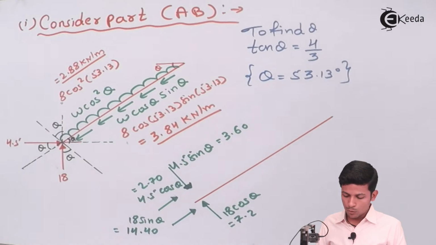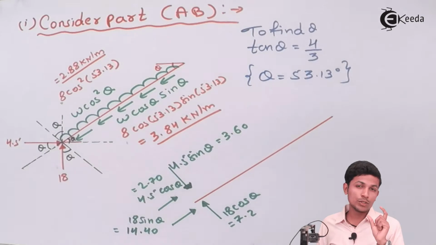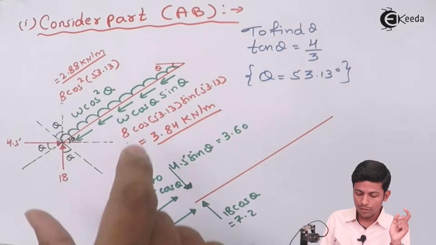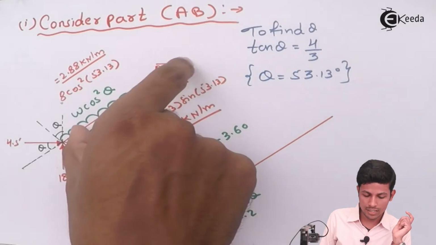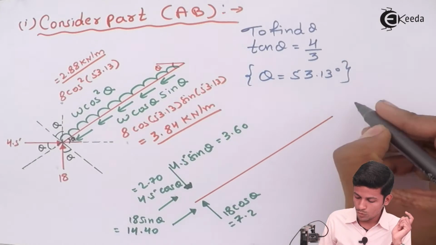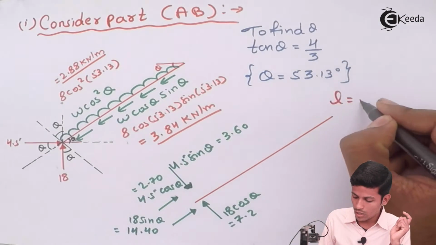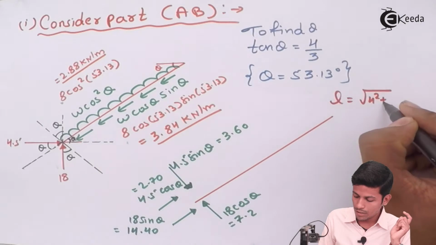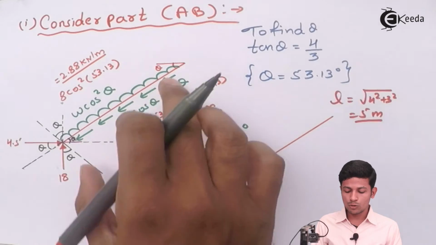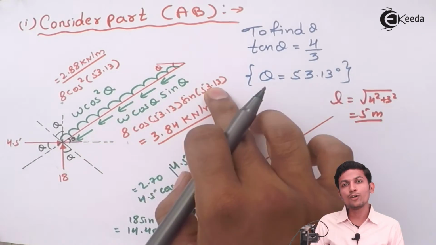Okay, now what we will do, see, now how will you convert this UVL into a point load? We convert the load, we want this distance. How will you find this distance? As you all know, by Pythagoras theorem, L is equal to the square root of 4 squared plus 3 squared, which is nothing but 5 meter. This distance will be 5 meter. So you convert this UVL into point load.